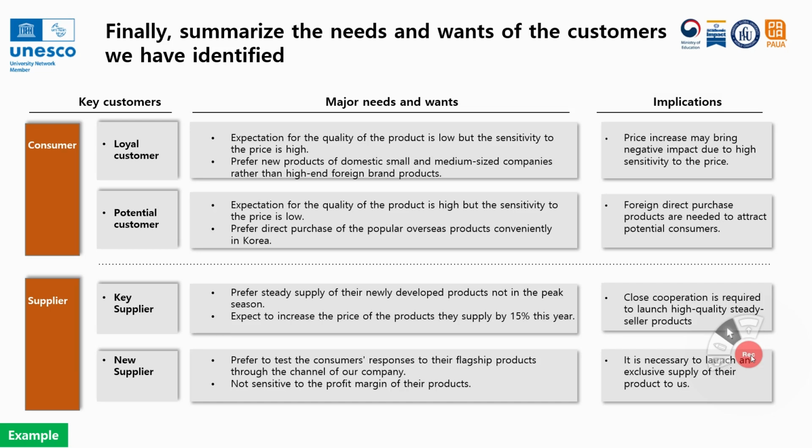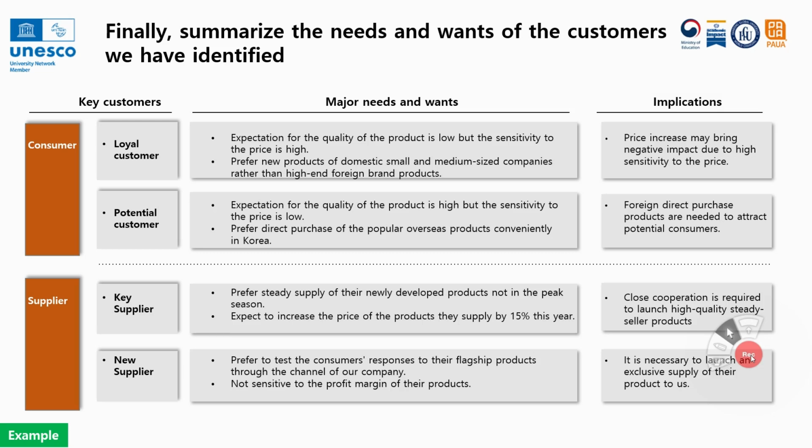So they are not very sensitive to the profit margin of their products in the transaction with us, because they are doing the business with us for the strategic reason. So at this point, they don't care about the profit margin of their products. So if those are the data we have collected, then it is necessary to launch an exclusive supply of their product to us, right?